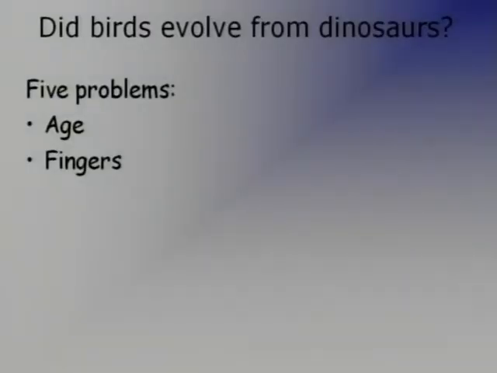The next problem is with the fingers. The 3 digits of the hand of the theropod dinosaurs are actually 1, 2, and 3. And the birds have 2, 3, and 4. There's very good evidence to show that. So you have a problem. If your theropod dinosaur had fingers 1, 2, and 3, and your birds have fingers 2, 3, and 4, either you have to go backwards or you have to make some fairly big changes. So that's not consistent with the story that theropods evolved into birds.